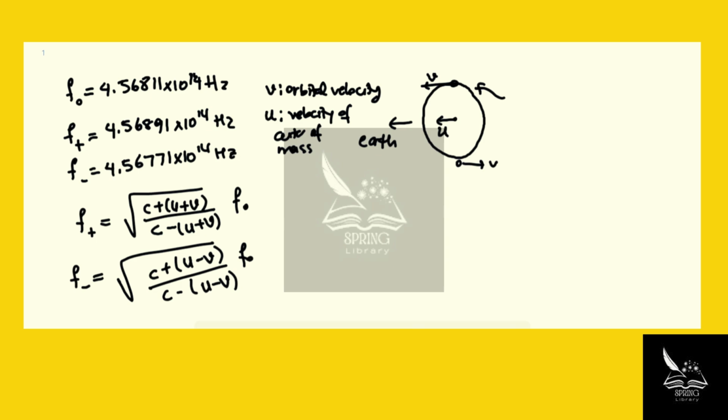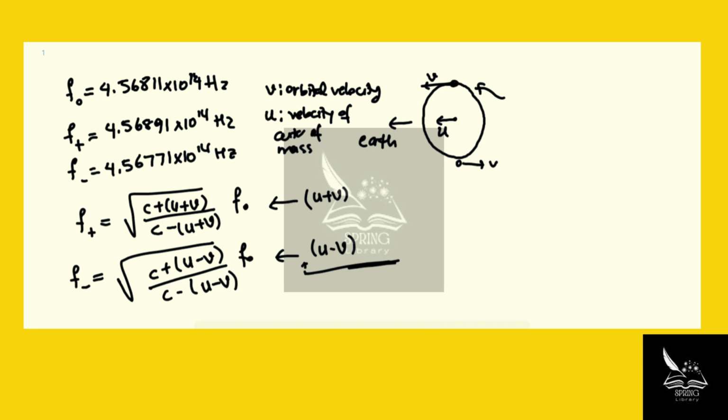Now, what's asked in part A is that we need to determine the speed of this motion, so the orbital velocity and velocity of center of mass of the stars. So I'm going to try and get U plus V term out of the first equation and U minus V term out of the second equation, so that I can add these two equations and finally find what U and V are.